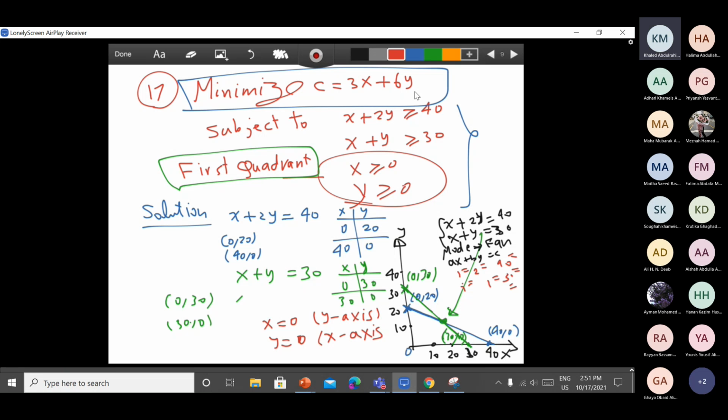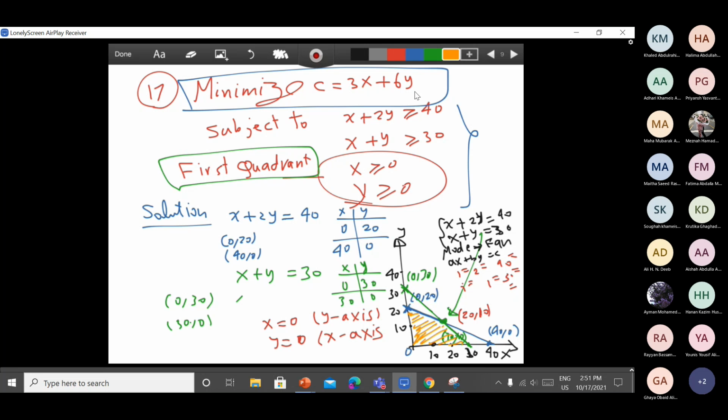If you press equal, what do you have? X equal to what? 20. Doctor. Sorry? 20. 20. And y equal to what? 10. 10. Brilliant. So my sketch is okay. So this is the intersection point. I did it by the calculator. What is my feasible set? My feasible set is the one included within this area. This is my feasible set.